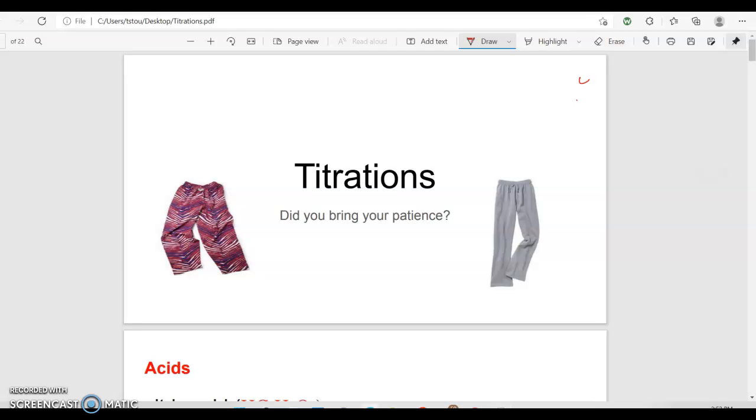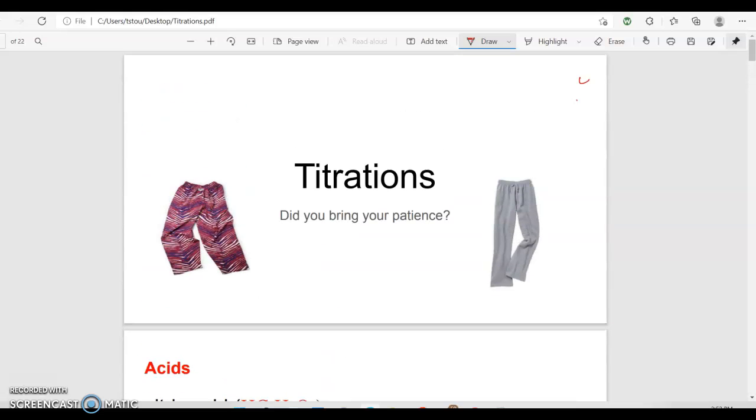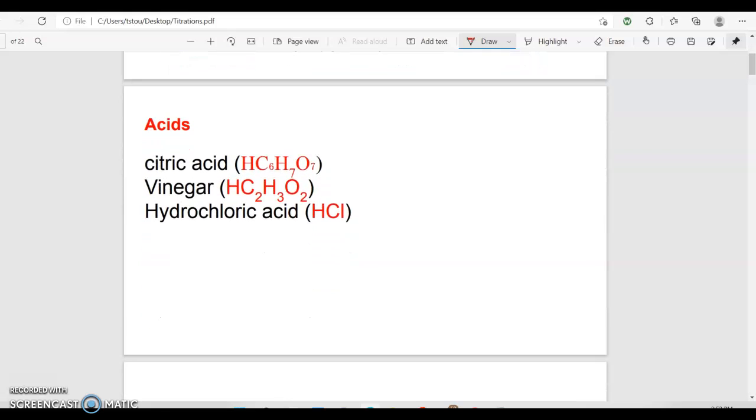This is a recap of what we learned about in titrations. We had to bring our patience pants for that one because really we had to learn how to wait for that pink color to come along. But the first thing we talked about is acids.